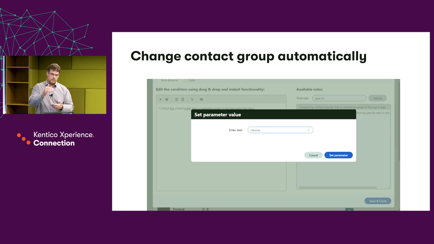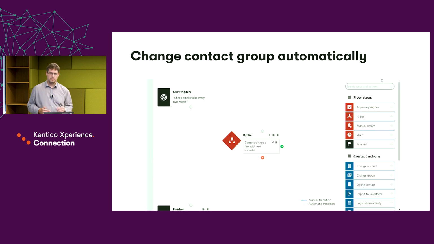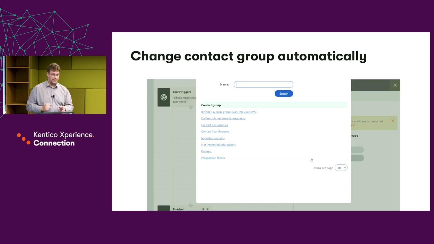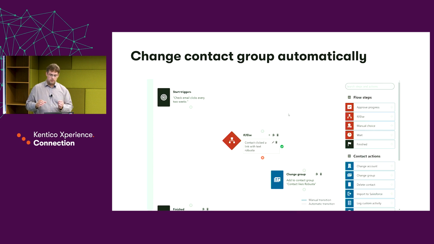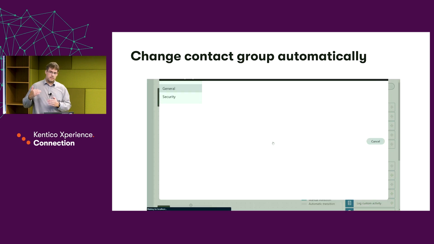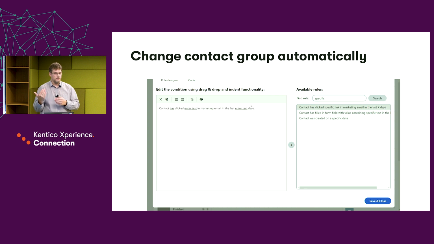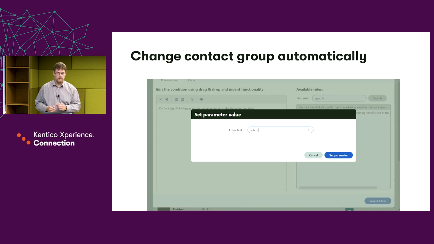And this condition we saw in the process is checking on the clicks against the Robusta button, and if somebody clicks the Robusta button, they will be automatically moved into a contact group called Contact Likes Robusta, and you can target your messaging specifically on this contact group. Or you can even start personalizing your website experience, something that customers see on the website, using this condition.